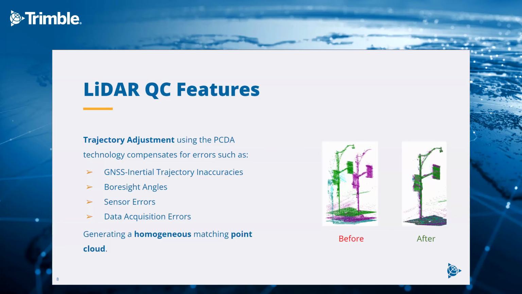Here you can see an example of data acquired in downtown Toronto, Canada. On the left side, you can see the street lamp that was collected from different sides at different times in a very critical GNSS environment. That is the result of the point cloud before you run LiDAR QC. After you run LiDAR QC and improve the trajectory, obviously the point cloud is supposed to match, and that's what you can see here on the right side with that street lamp.